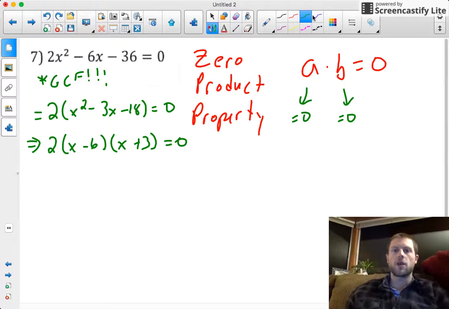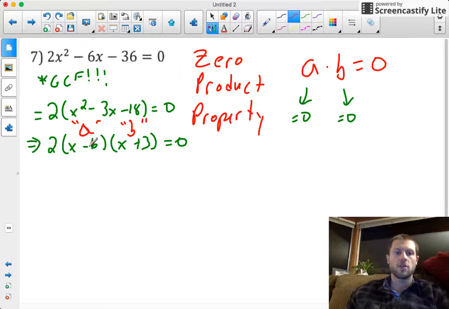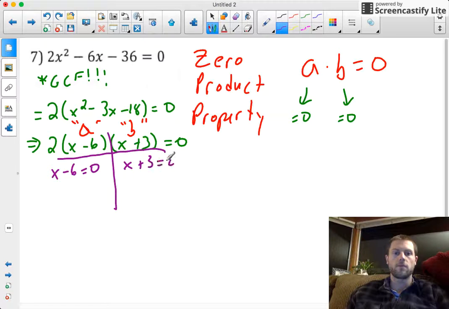At this point, I want to split my factors. This is basically like my a, and this is basically like my b over here. So that means that either this could equal 0, that makes this whole thing 0, or this could equal 0 to make this whole thing 0. So this is when I'm going to split, and I'm going to set each factor, this factor equal to 0, and this factor equal to 0.